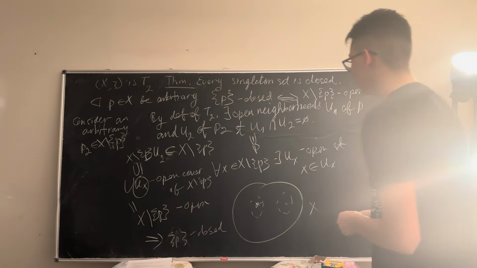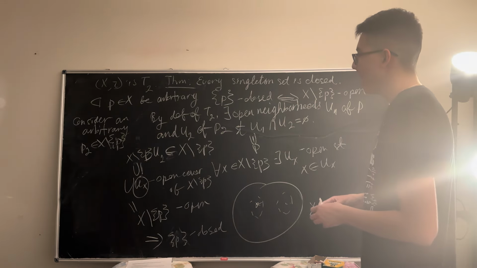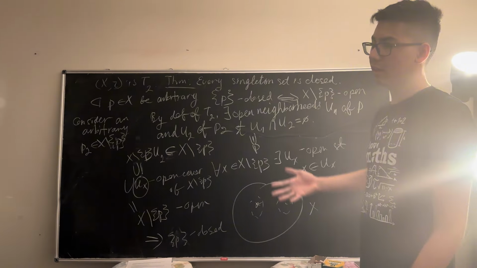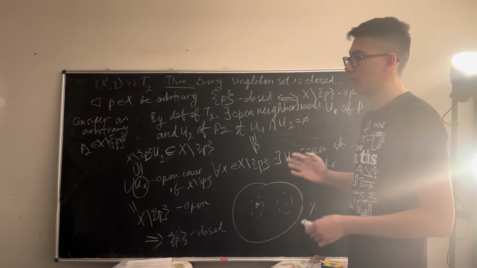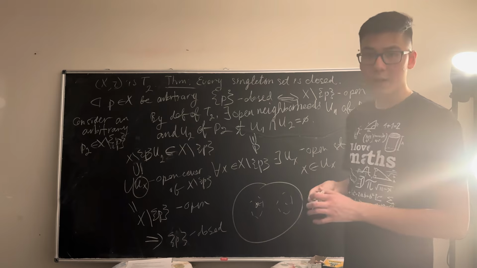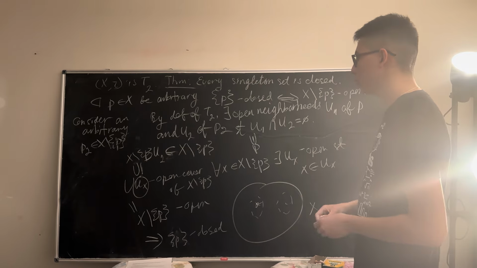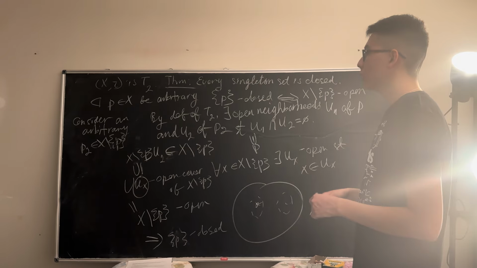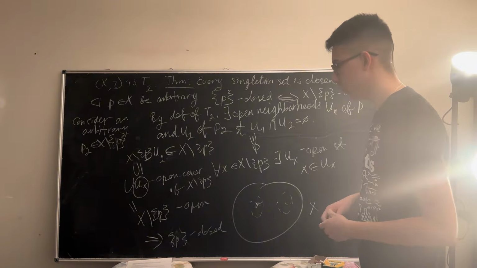And there's an easy corollary that follows from this, and it states that every finite set in a Hausdorff space is closed, which is obvious from this because every finite set is a union of point sets and they're all closed, so every finite set is also closed.